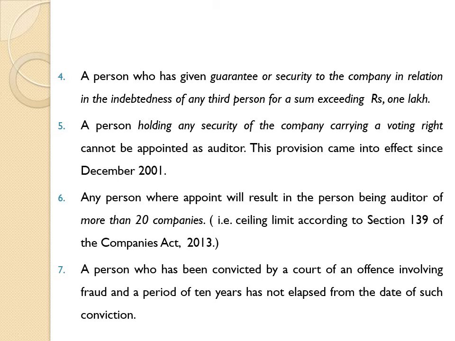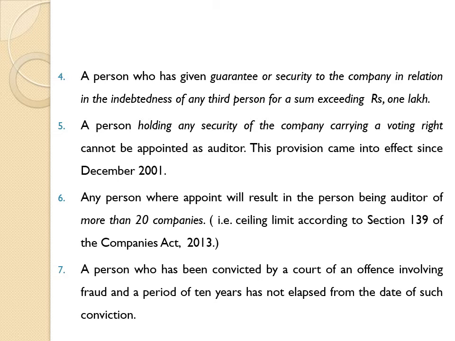Fifth one, a person holding any security of the company carrying a voting right cannot be appointed as auditor. It means that a security holder of the company cannot be appointed as an auditor of the company.